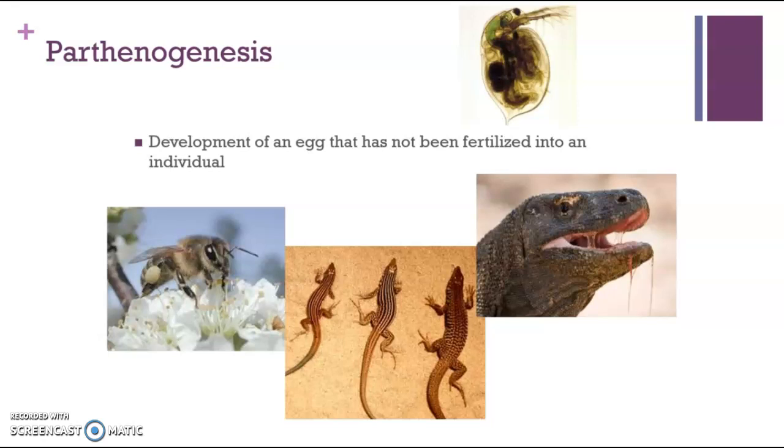So many different kinds of organisms can do this, including things like water fleas, again, that we read about, many different species of lizards, even things like bees can do parthenogenesis, where they produce a viable mitotic egg.